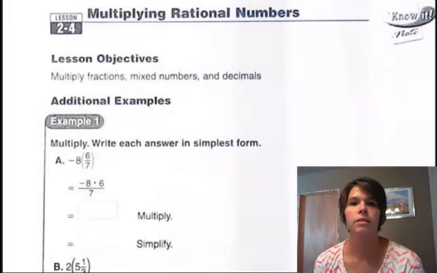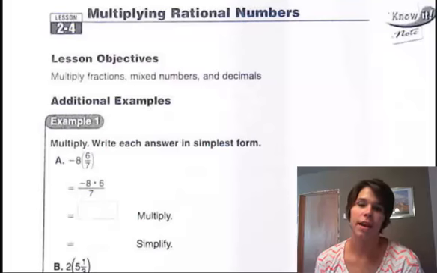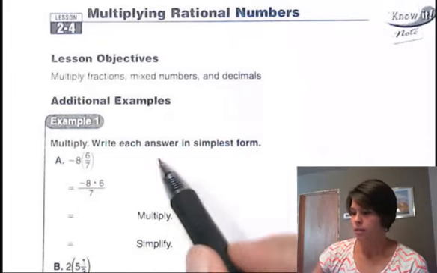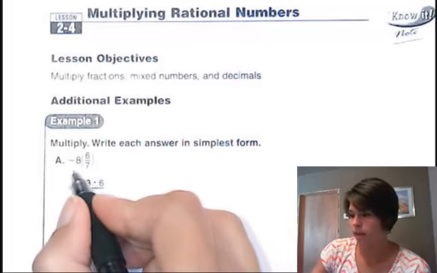Today, this lesson is on 2.4, multiplying rational numbers, basically multiplying fractions and decimals. You guys have done this before, we just need to review it and go over a couple tricks. So the first one we're going to look at is multiplying fractions, or mixed numbers.